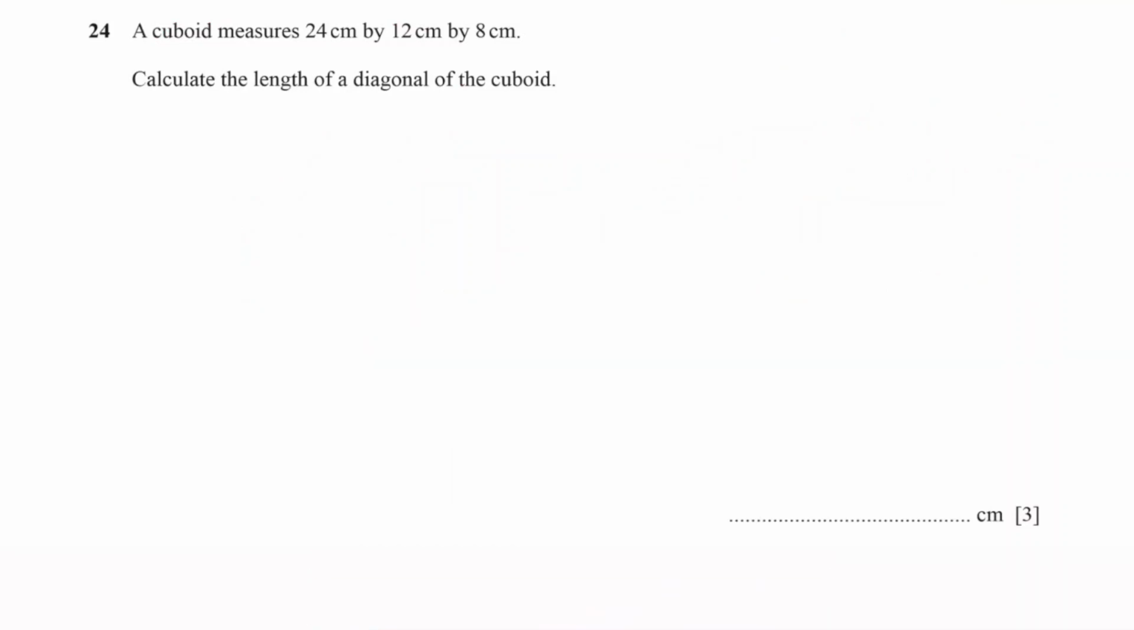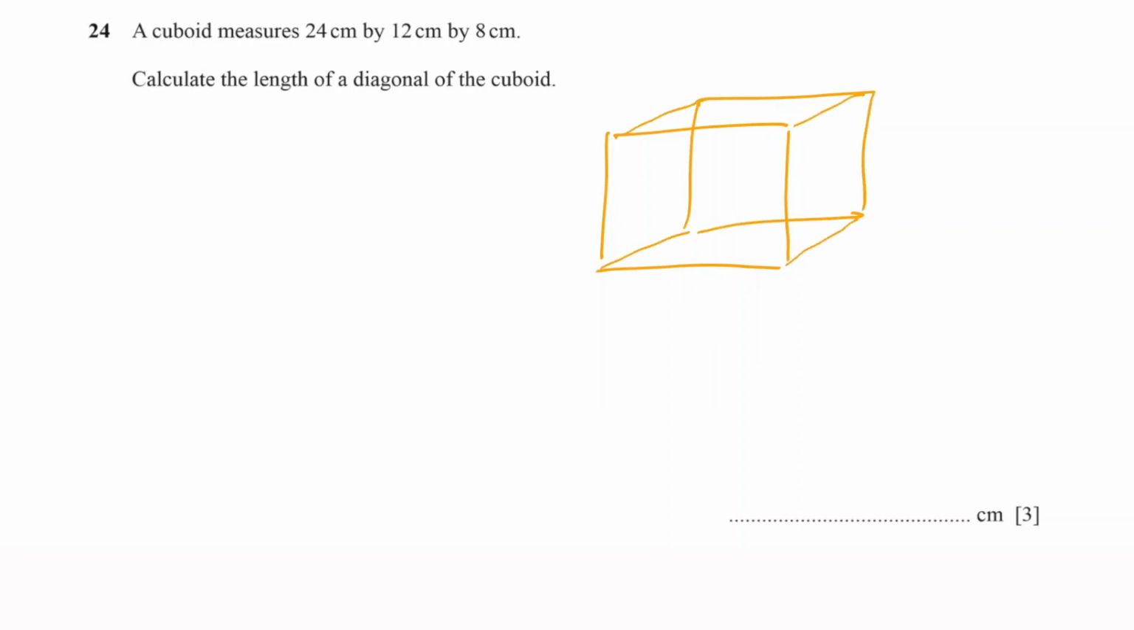Question number 24. A cuboid measures 24 centimeters by 12 centimeters by 8 centimeters. Calculate the length of the diagonal of the cuboid. If I draw a cuboid like this, the length is given as 24 centimeters, the width is 12 centimeters, and the height is 8 centimeters. We have to find the diagonal. Let me use another color to draw that. This is the diagonal.